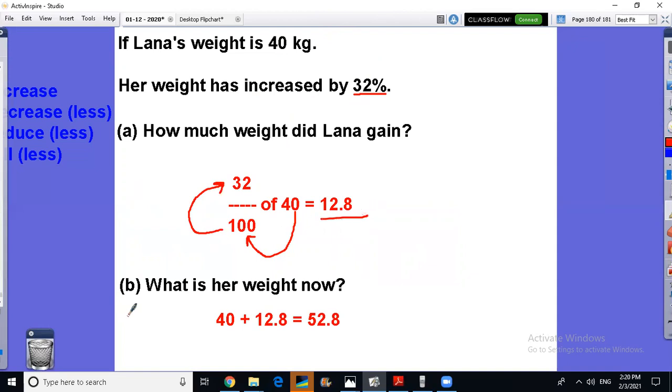All right, but the other question here is what is her weight now? It is 40 kilograms, but we added to it 12.8, which is 52.8 kilograms.